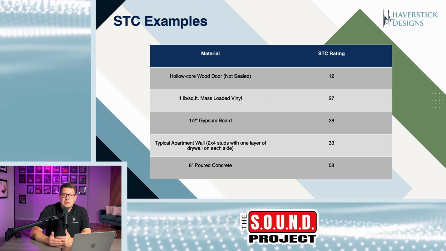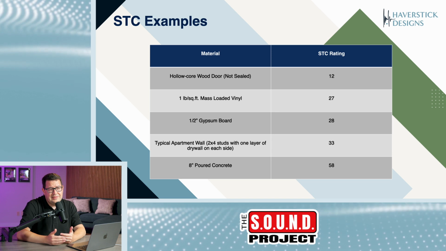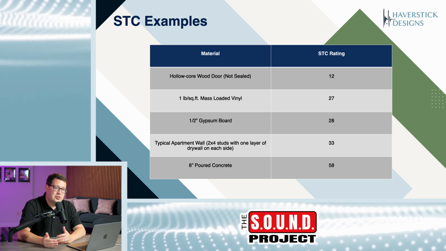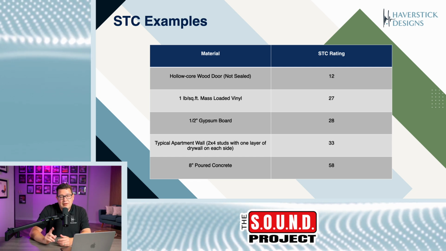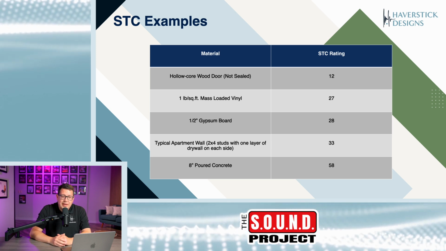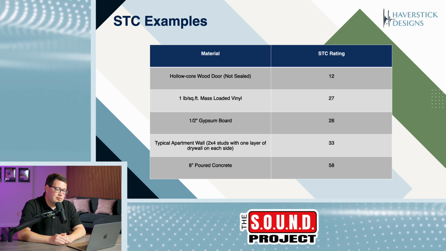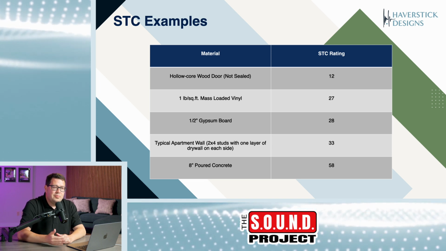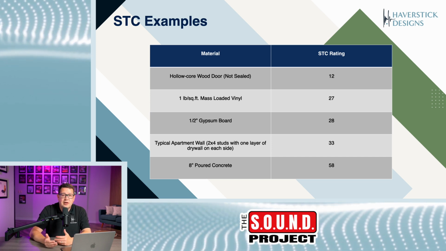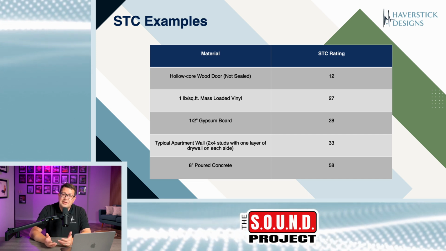One thing to note is half-inch drywall, half-inch gypsum wallboard, is a 28. And that's where STC can be very misleading, because mass-loaded vinyl is much better at blocking lower frequencies than half-inch drywall is, but half-inch drywall gets a rating of 1 better when it comes to the STC rating. A typical apartment wall, like I mentioned before, 2x4 studs with 1 layer of drywall on each side, gets you an STC rating of 33. And then you look at 8 inches of poured concrete, which gets you an STC of 58. And if you remember, I mentioned that we're typically shooting in our studios to get STC levels of 60 or higher, and so 8 inches of poured concrete doesn't even get you there.